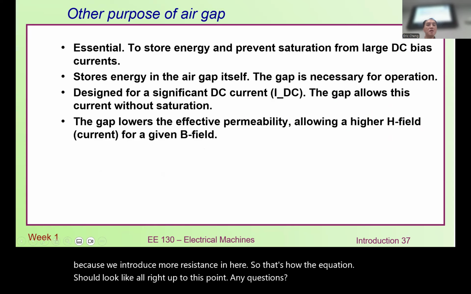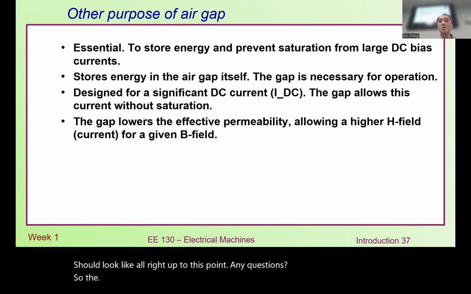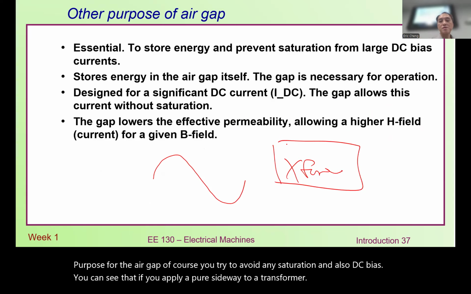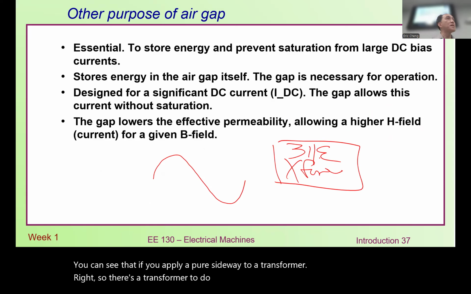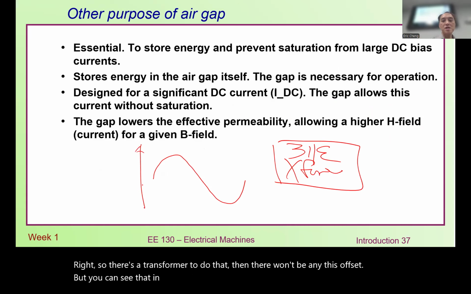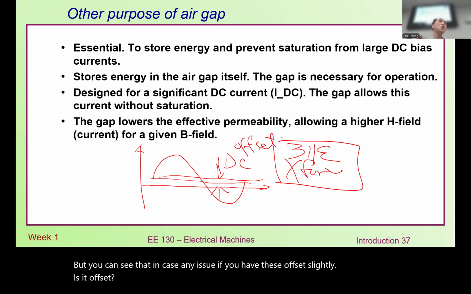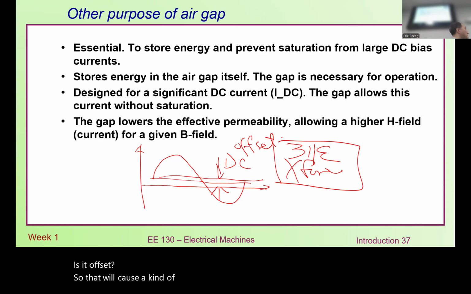The purpose of the air gap, of course, is to avoid saturation and also DC bias. If we apply a pure sine wave to a transformer, there won't be any DC offset. But in case of any issue, if you have a slight DC offset, it will cause a kind of accumulation effect in the transformer.